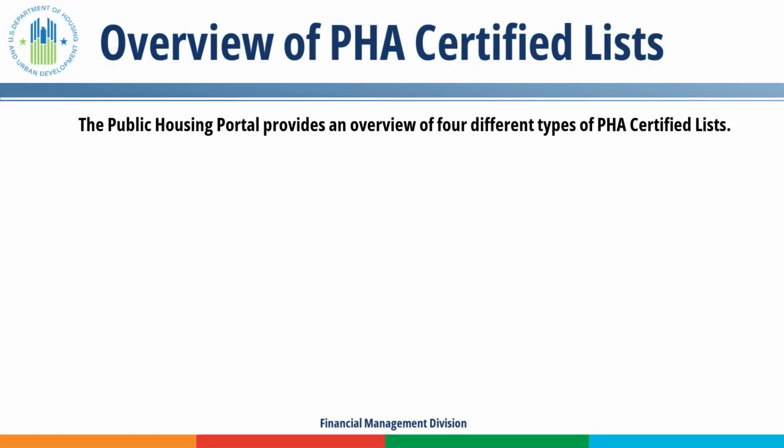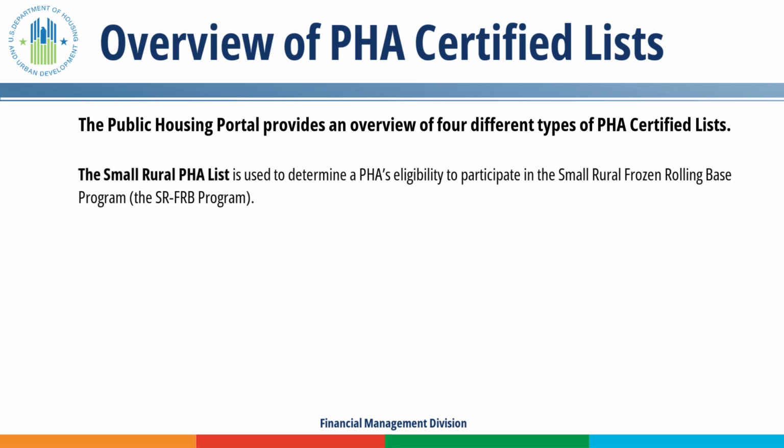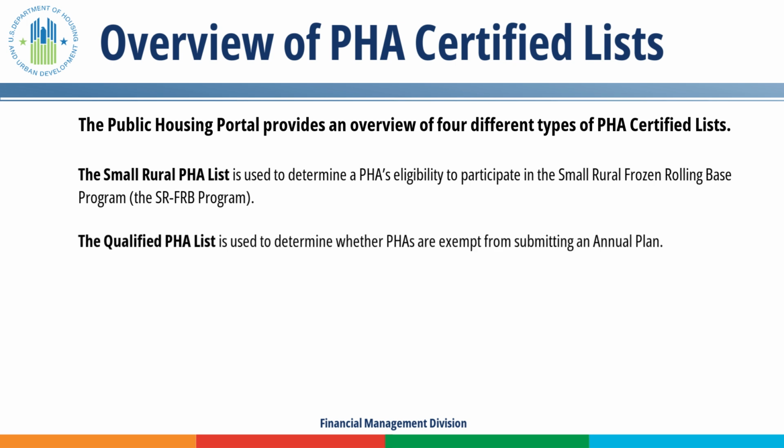The Public Housing Portal provides an overview of 4 different types of PHA certified lists. The Small Rural PHA list is used to determine a PHA's eligibility to participate in the Small Rural Frozen Rolling Base Program, the SRFRB program. The Qualified PHA list is used to determine whether PHAs are exempt from submitting an annual plan.